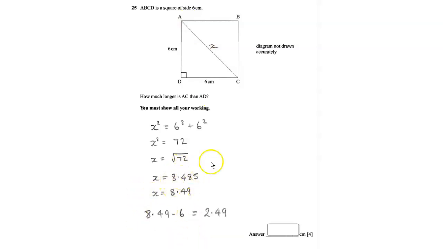Next, we want to find out how much longer AC is than AD. So we take 8.49 and we take away the length of 6 there. So that means it's 2.49 centimetres longer.